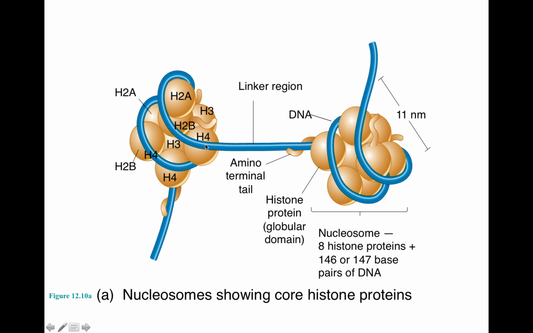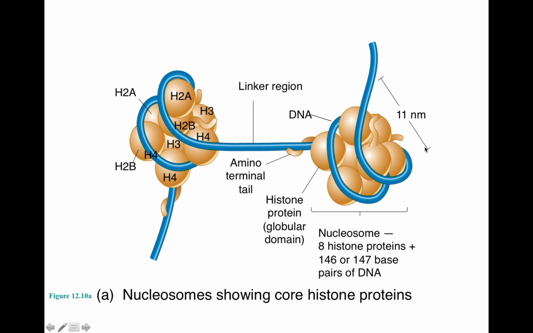It has 8 different polypeptides, 2 each of H2A, H2B, H3, and H4. And they are arranged in a very specific pattern. And the DNA is wrapped around these core nucleosome proteins. In between each core nucleosome is a region of DNA called the linker region. A single nucleosome contains the 8 histone proteins plus approximately 146 or 147 base pairs of DNA.